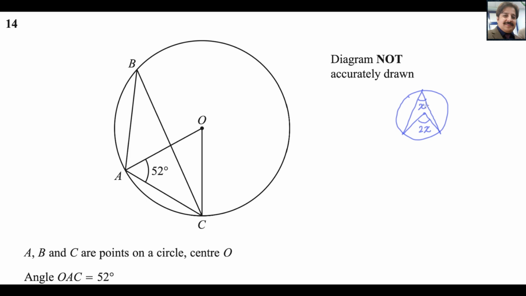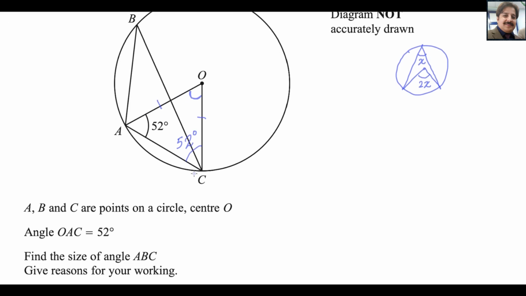So it is twice. For example, if the angle at the circumference is 30, the central angle will be 60. So this is the rule. So you need to find this angle, because AO is the radius, and OC is also the radius. If two sides are equal in a triangle, then their opposite angles are also equal. So this angle is also 52. Hopefully you understand why it is 52 degrees.